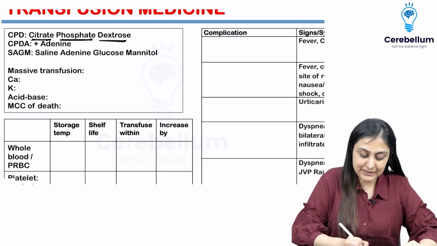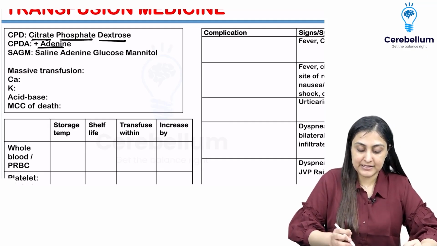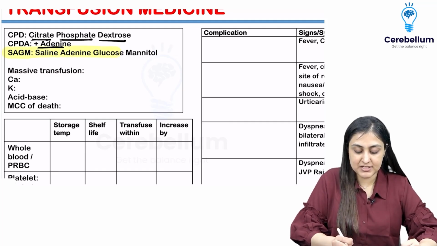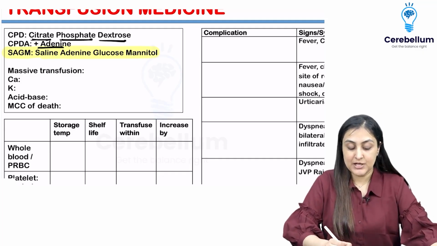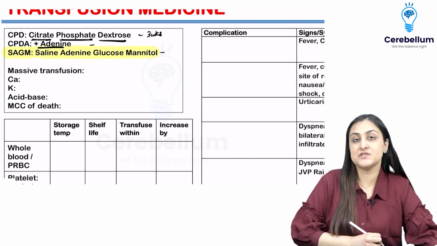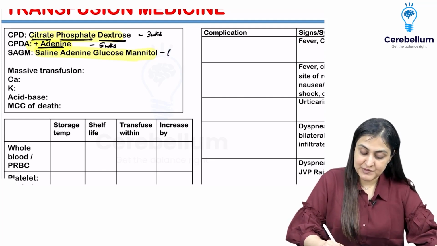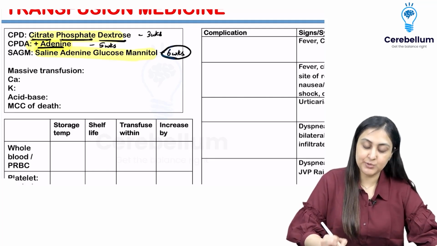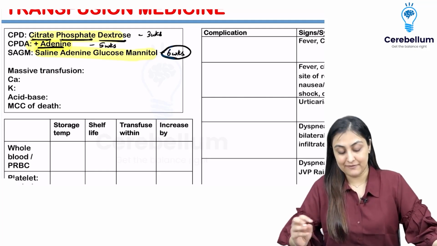Alright, so we have CPD. CPDA means where you are using adenine as well to increase the shelf life, and SAGM is what is currently used: saline, adenine, glucose and mannitol. What is the storage time in each of these? Simple CPD was 3 weeks. When we added adenine, it became 5 weeks, but when we use SAGM, it is 6 weeks. So 42 days is the maximum you can store the blood. Alright, so 3, 5 and 6.